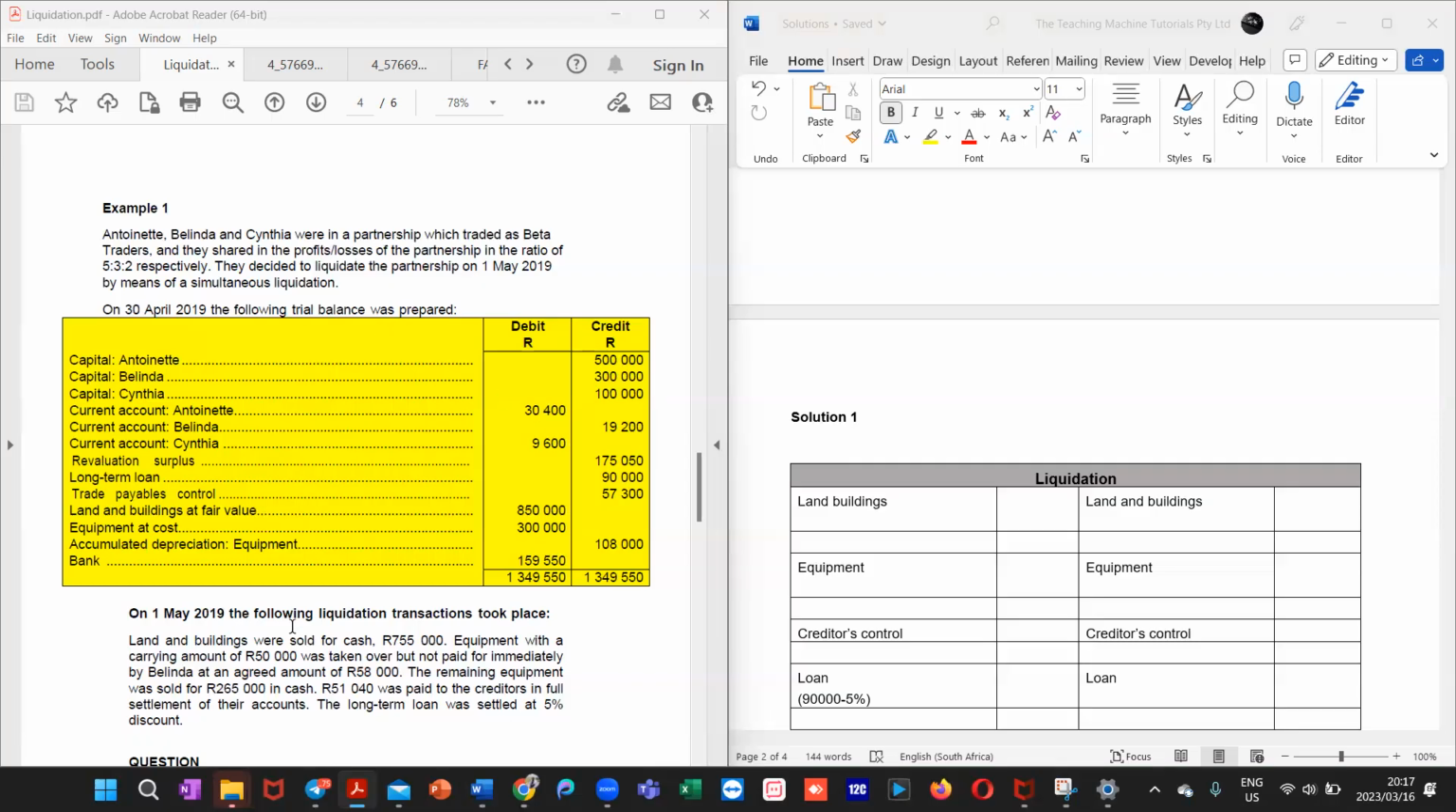On 1 May 2019, the following liquidation transactions took place. Land and buildings were sold for cash of the amount of 755,000 rands. Equipment with a carrying amount of 50,000 was taken over, but not paid for immediately, by Belinda at an agreed amount of 58,000. The remaining equipment was sold for 265,000 in cash. 51,040 rand was paid to the creditors in full settlement of their accounts. The long-term loan was settled at a 5% discount. Okay, thank you very much.